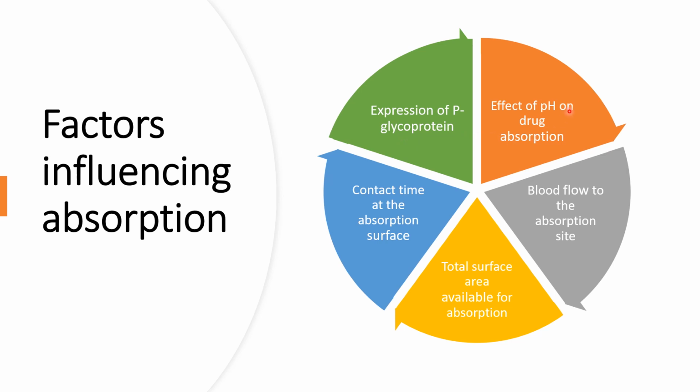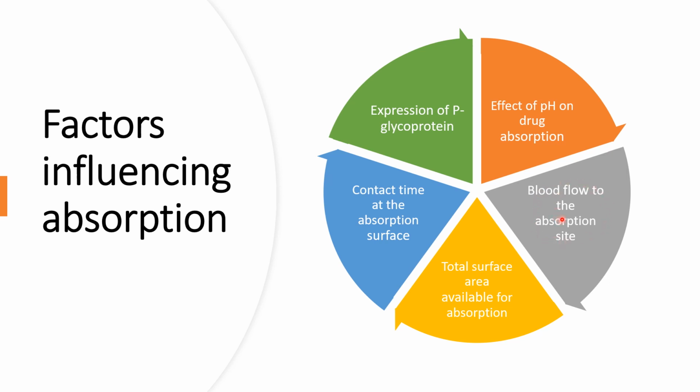Next factor is the effect of pH on drug absorption. A drug passes through the membrane more readily if it is unchanged. That means if there is no change in its pH. When there is change in the pH of the drug or the environment, then it reduces the absorption of drug across the cell membrane. Next factor is blood flow to the absorption site.